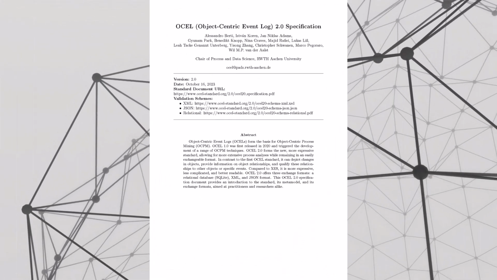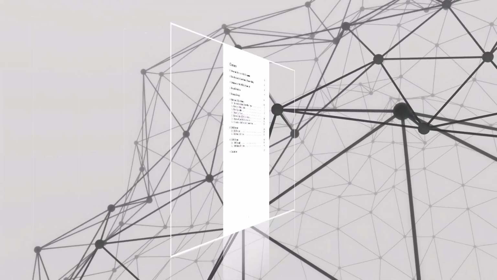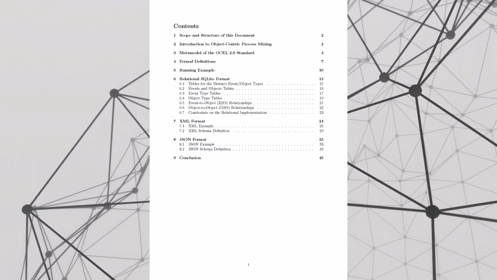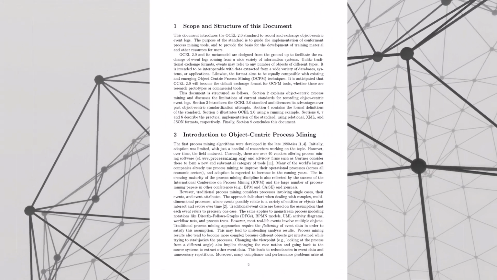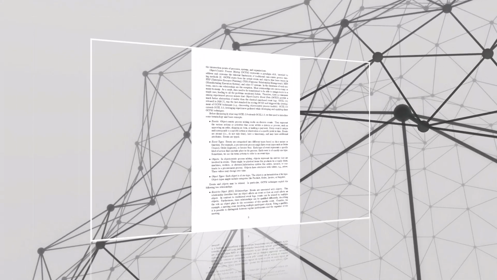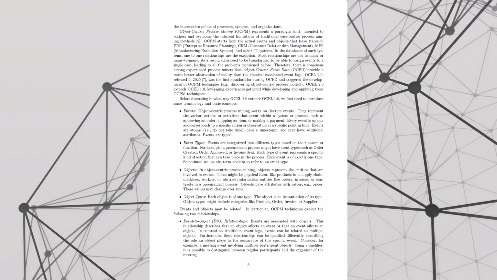Right, and that's where OCEL 2.0 gets clever. Instead of cramming everything into one giant table, it splits things up. You've got separate tables for each event type and each object type. Everything's organized, easy to find. Oh, okay. So instead of one massive jumbled library, we've got different sections, fiction, history, all categorized.